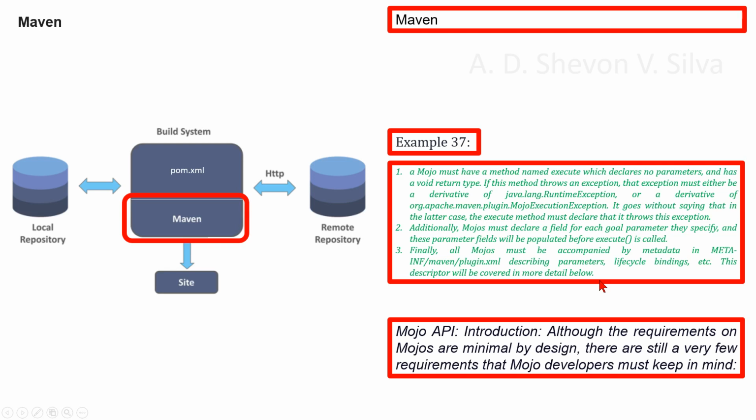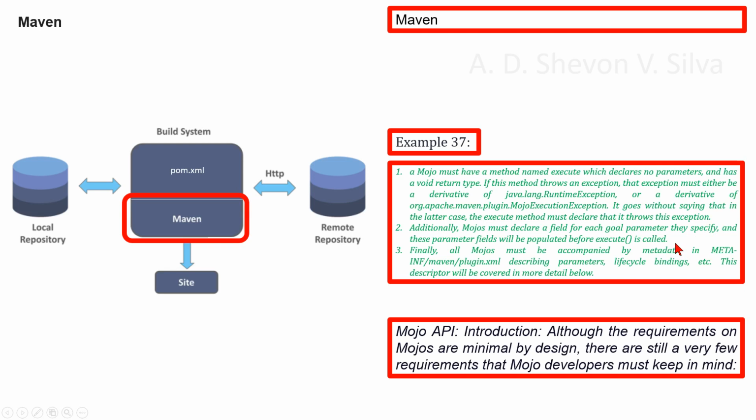Although the requirements on Mojos are minimal by design, there are still a very few requirements that Mojo developers must keep in mind. A Mojo must have a method named execute which declares no parameters and has a void return type. If this method throws an exception, that exception must either be a derivative of java.lang.RuntimeException or a derivative of org.apache.maven.plugin.MojoExecutionException. It goes without saying that in the latter case, the execute method must declare that it throws this exception.